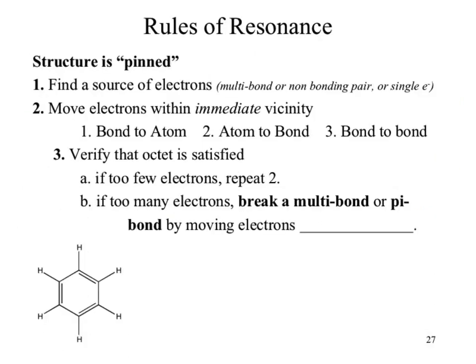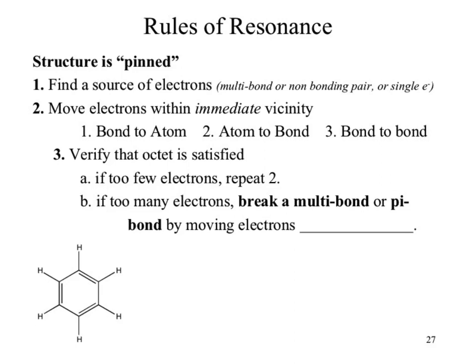Okay? So our structure is pinned. We'll find a source of electrons. That source can be a non-bonding pair, or, and I'm using the terminology here again, a multi-bond. One of the multi-bonds can move. You're only moving a pair of electrons at a time. If that means more electrons have to move, so be it. But you're moving a single pair of electrons.